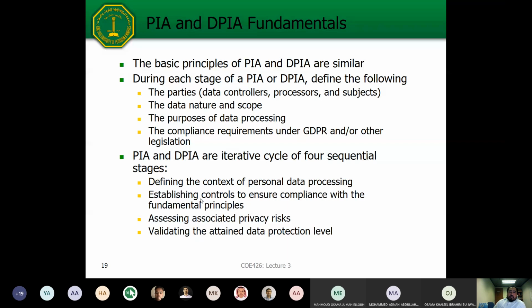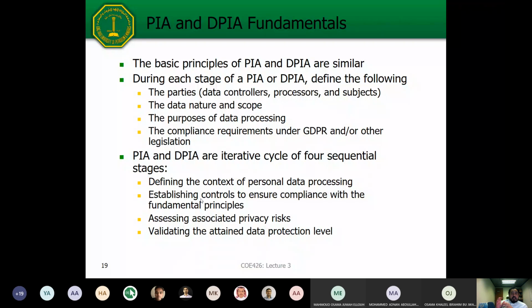And then it goes over 4 iterative cycles: defining the context, establishing the controls to ensure compliance with fundamental principles, assessing the privacy risks, and validating the attained data protection level. So how is it different from risk management? Data privacy impact assessment is a sub-process of the risk management process, and it is intended to give an early indication of what privacy impact might happen.